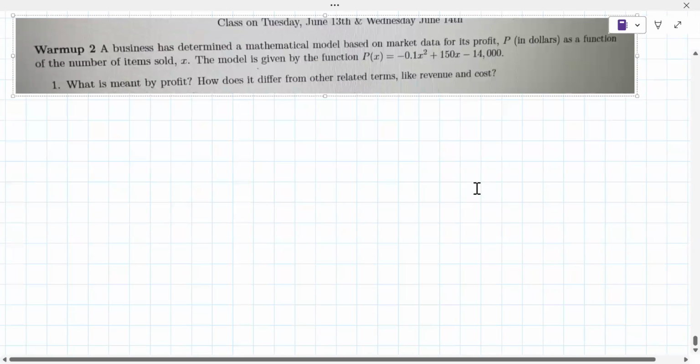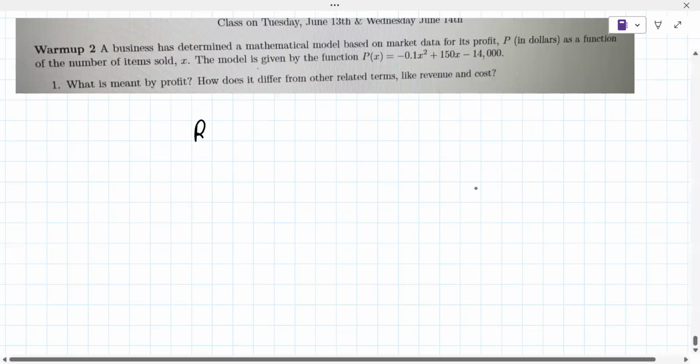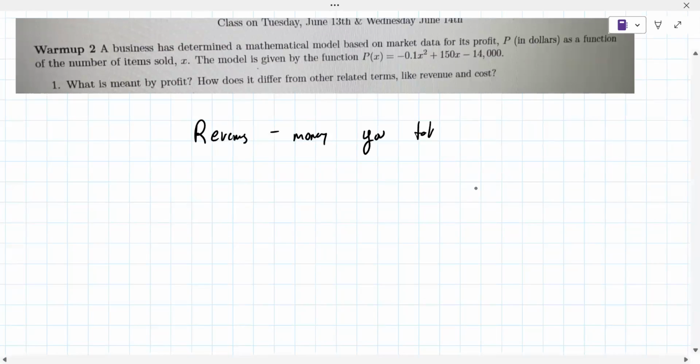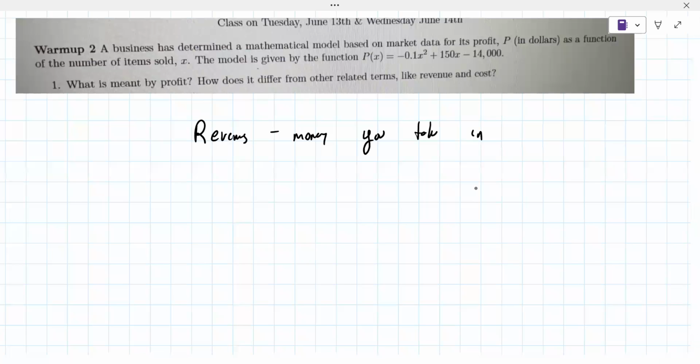Okay, a business has determined a mathematical model based on market data. What is meant by profit? How does it differ from other related terms like revenue and cost? Okay, so this one is where, if you're going into business, this is key. Revenues are the money you take in. So you bought a lesson from me. When you buy the lesson, that's a revenue.